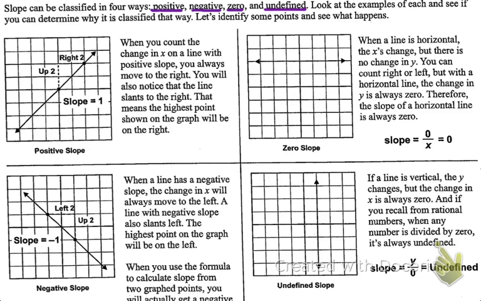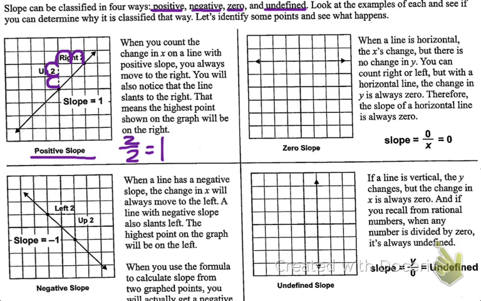For our first example, we have a positive slope. When you count the change in x on a line with positive slope, you always move to the right. You will also notice that the line slants to the right. That means the highest point shown on the graph will be on the right. We rise up 2 and right 2. 2 over 2 simplifies to 1.